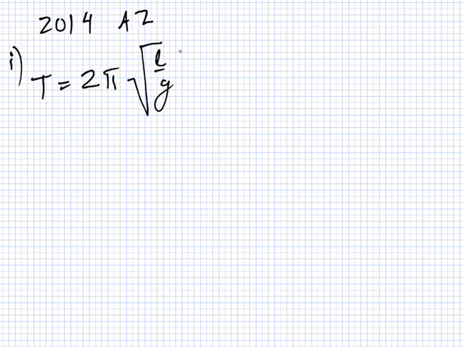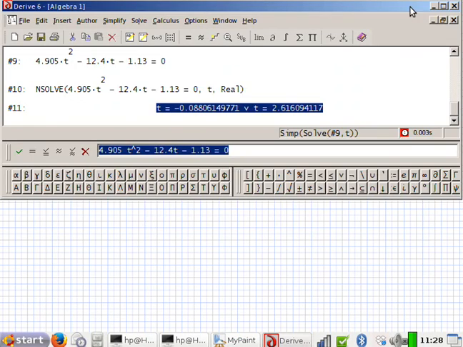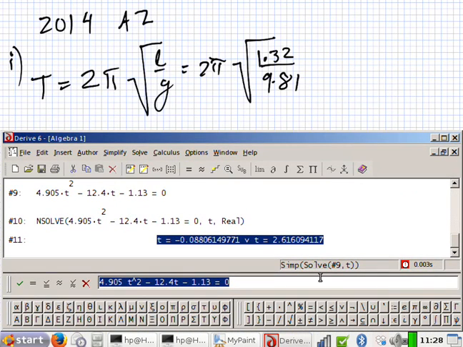So this is 2014 A2. What is the period? Well, that's easy peasy. T is 2 pi root L over g. So that's 2 pi root L, which is 1.32, over g, which is 9.81. So provided that you're not stupid and you know how to use a calculator, you can get 2 marks for free.